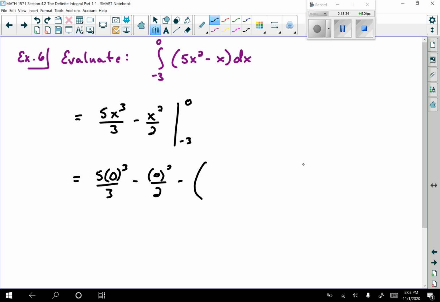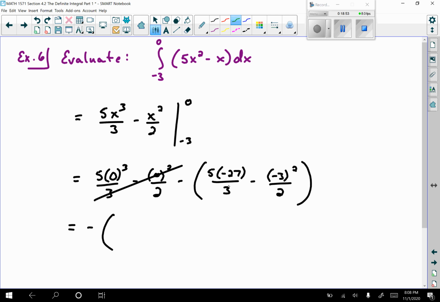We have to be careful with this next part. We want to subtract. We're going to get 5 times negative 3 cubed. So that's going to become 5 times a negative 27 over 3 minus a negative 3 squared over 2. So be very careful here. So these zeros are gone. We're going to have the opposite of, now if this helps, 3 goes into negative 27, so this will just become a negative 9. So we're really just going to get a negative 45.